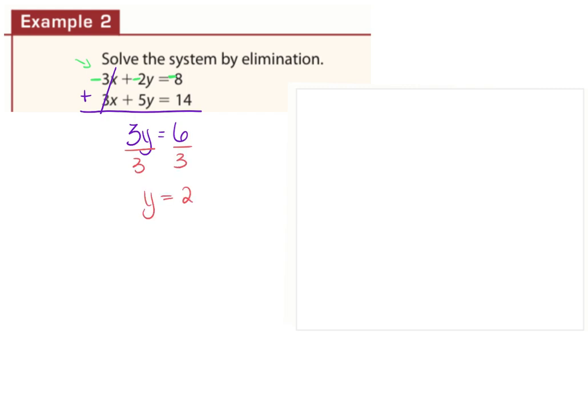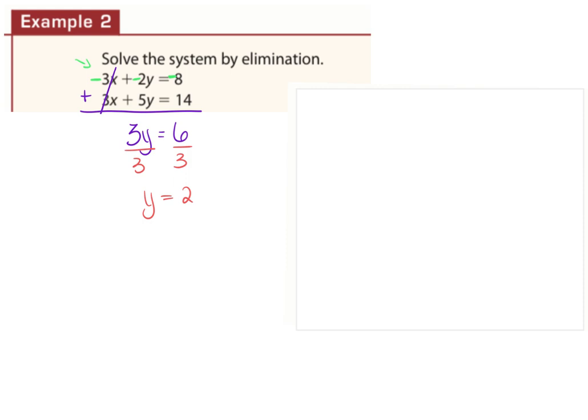In the book, they actually negated the second one. That's fine too. They just ended up with a negative 3 and a negative 6. You'll end up with the same y value no matter which one you negate, okay? I just negated the top so that I didn't end up with negatives at the bottom. But they negated the bottom one. It doesn't matter. You still end up with y equals 2.